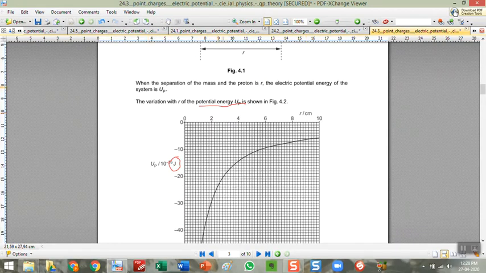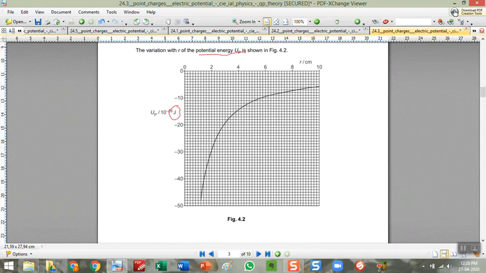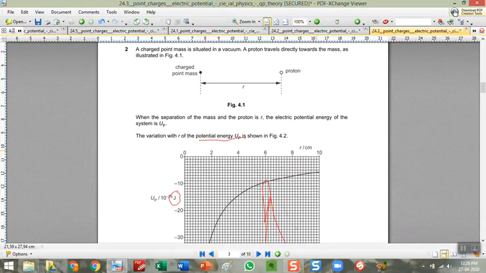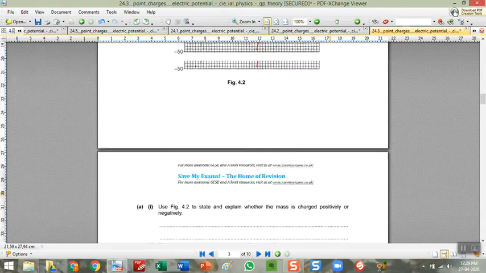What we see here is that when the separation of the mass and the proton is decreased, basically we're increasing the distance between them, and we see that we have to apply work. When we go uphill, it does not happen automatically. I have to push it uphill. I have to do work. The further I push them away from each other, the more work is done. Therefore they are attracting each other, and that charge needs to be negative.